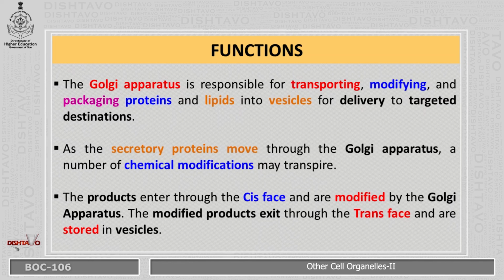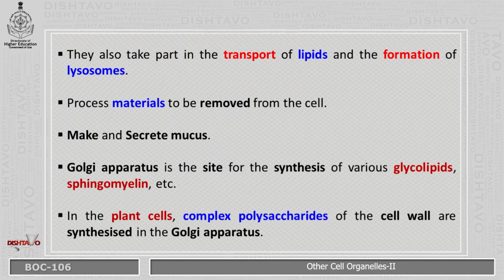So you get that the product will first enter into the cis face of the Golgi apparatus. There it is going to get modified and exit through the trans face and be stored in the vesicles. They also take part in the transport of lipids and the formation of lysosomes, process materials to be removed from the cells, and make and secrete mucus.